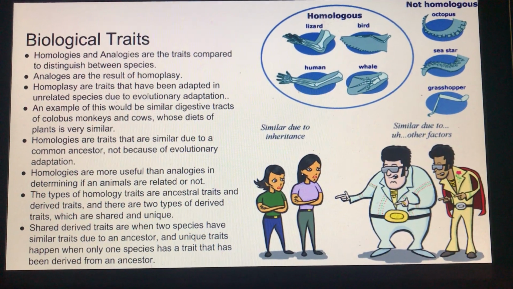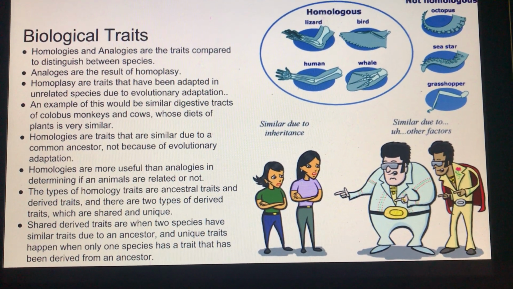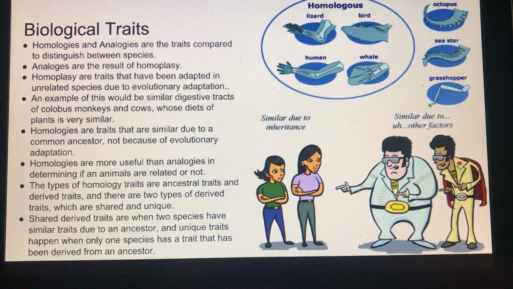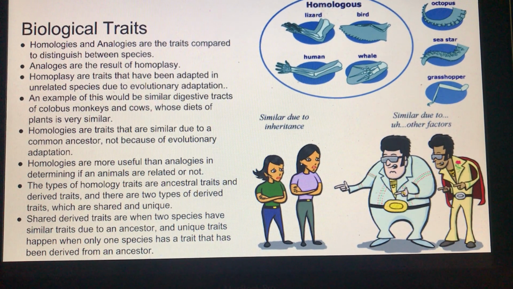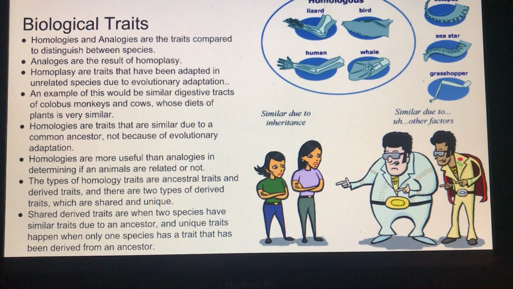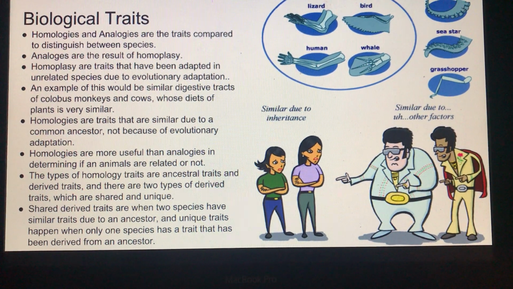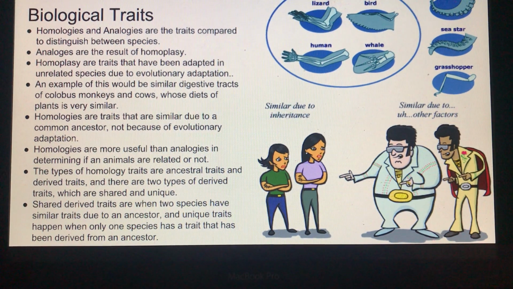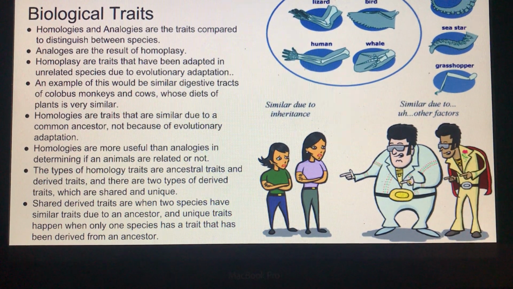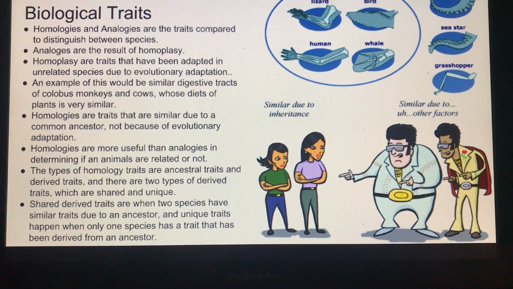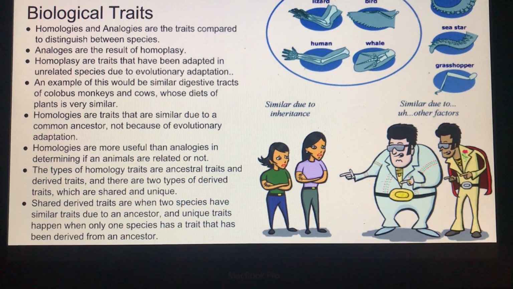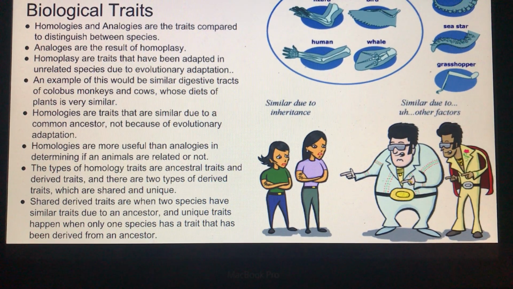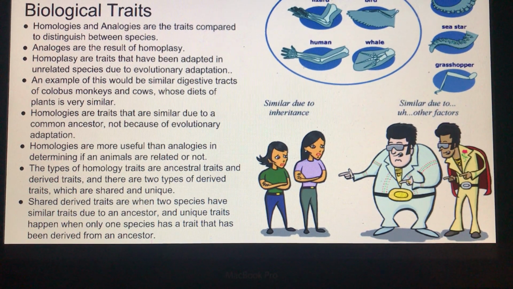The biological traits, homologies and analogies, are the traits compared to distinguish between species. Analogies are the result of homoplasy. Homoplasy are traits that have been adapted in unrelated species due to evolutionary adaptation. An example of this would be similar digestive tracts of colobus monkeys and cows, whose diets of plants are very similar. Homologies are traits that are similar due to a common ancestor, not because of evolutionary adaptation. Homologies are more useful than analogies in determining if animals are related or not.